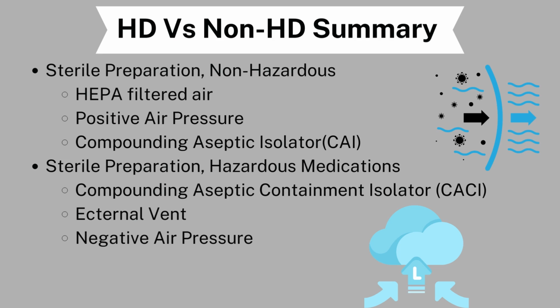For sterile preparations that are hazardous, we're going to be using a compounding aseptic containment isolator. Remember, we want that containment, so we don't want that hazardous air to get out. We'll be using negative air pressure with an external vent, and it's going to require, again, sterile preparation.